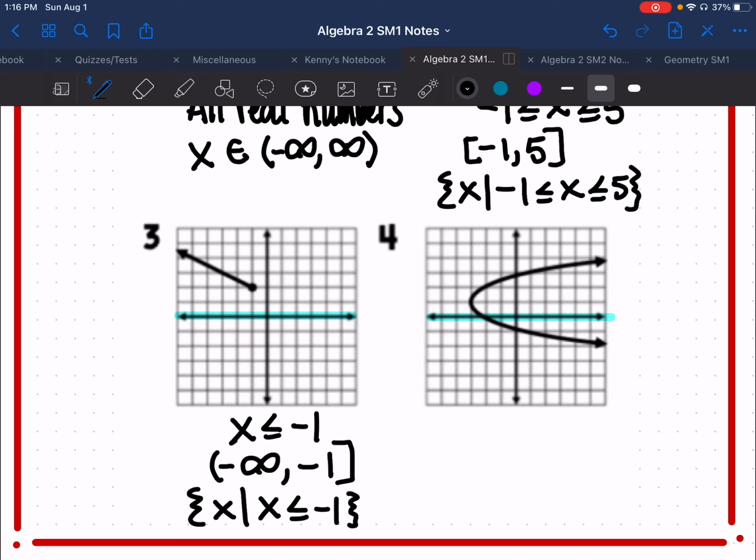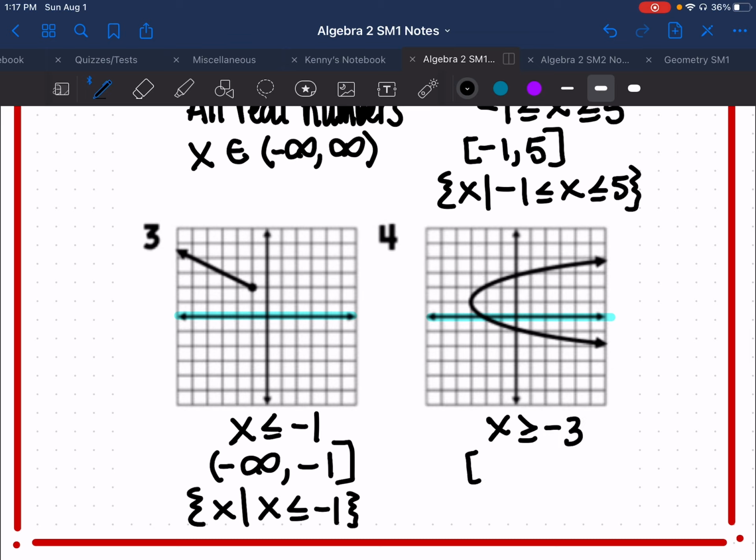Last one, notice that the graph is continuing forever, but it kind of starts, if I pulled it right here, the top part of my graph would pull down right here, as would the bottom of my graph. So this part of my graph would pull and come right here as well. This is positive infinity, and this is -3. 1, 2, 3, yeah, -3. So I've got x is greater than or equal to -3.